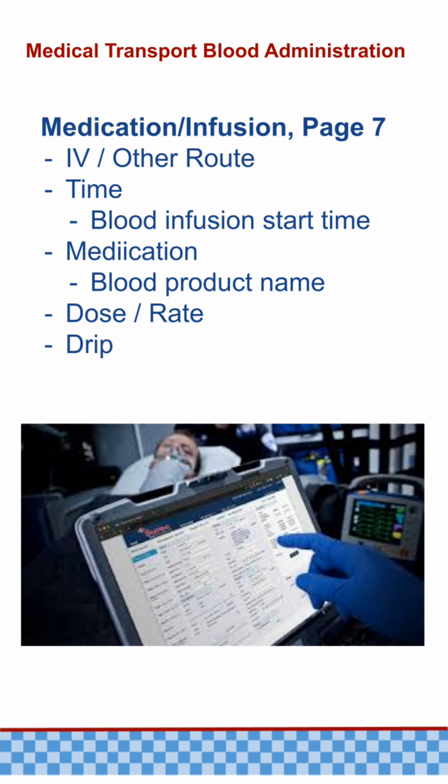On page 7 of the EMS chart system in the Medical and Infusion Prior to Assessment section, you must document the following elements. IV location. This is a drop-down menu based on the information complete in the vascular access initiated prior to assessment section. Time the blood product infusion was initiated. In the medication field, document the blood product being administered. The dose and rate should be recorded as provided by the referring facility.